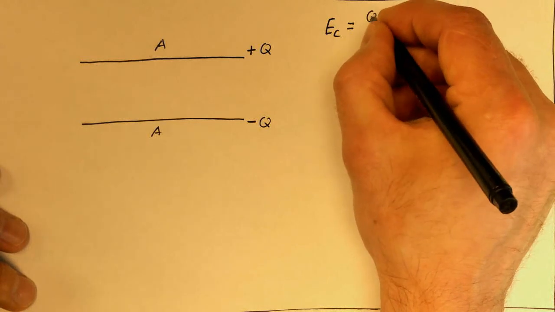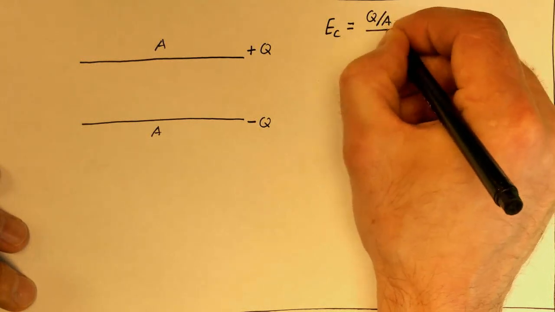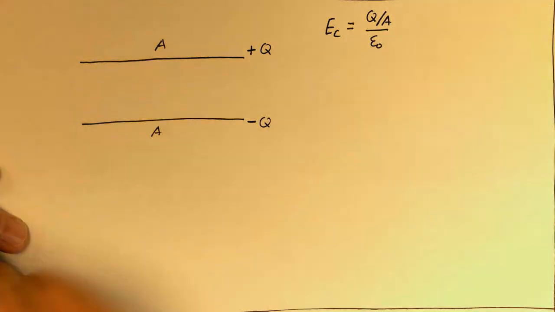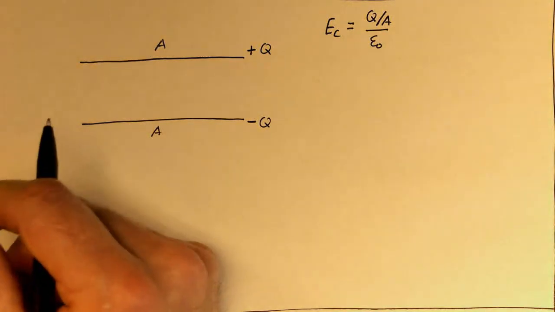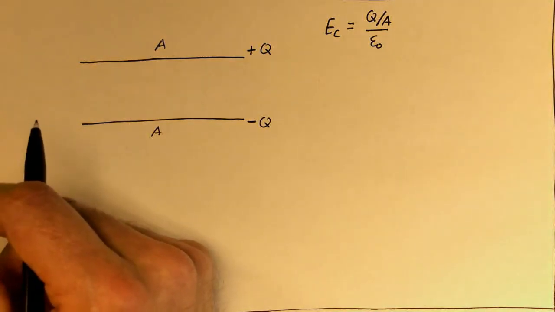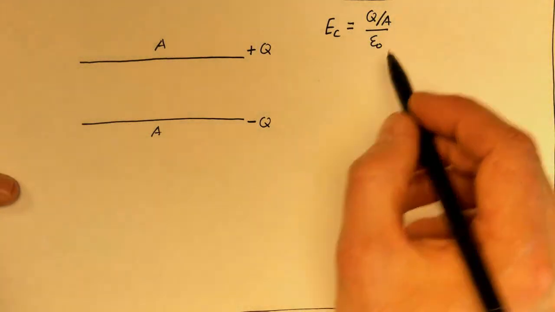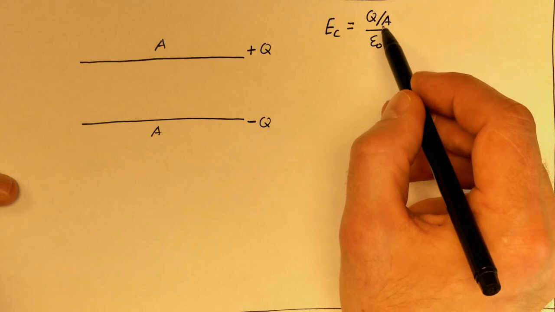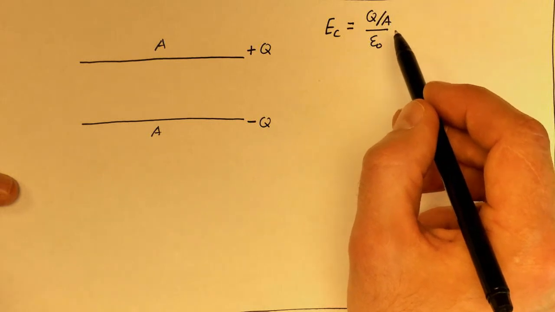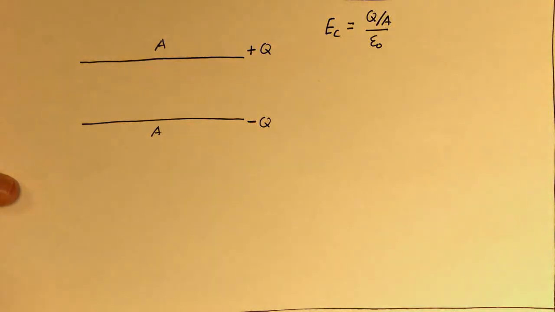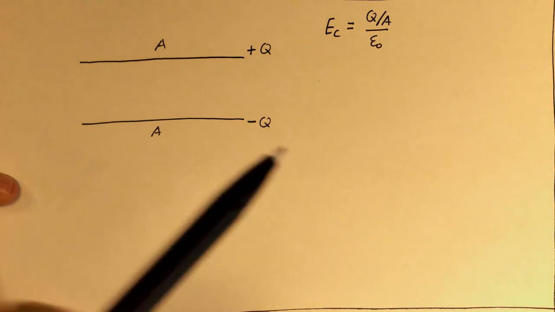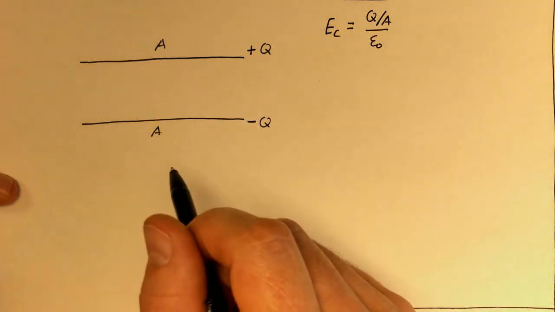constant, and it's given by Q over A over this constant epsilon 0, which is 8.85 times 10 to the negative 12 in the proper units to convert. But the most important thing is to recognize that it is a constant. It doesn't get smaller with distance or bigger with distance. It has no distance dependence, so no matter where you're at, it's constant.